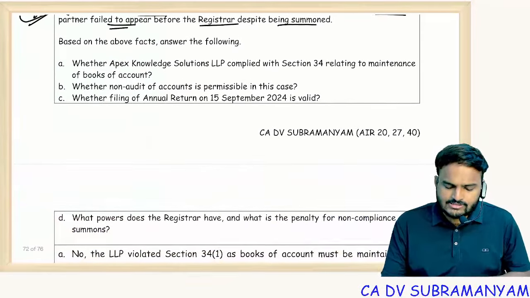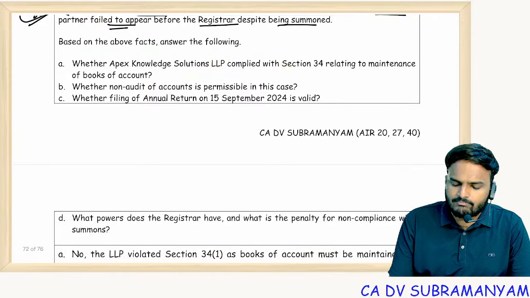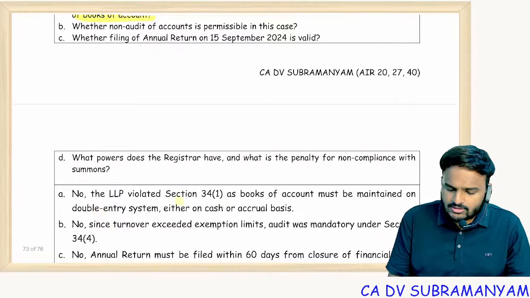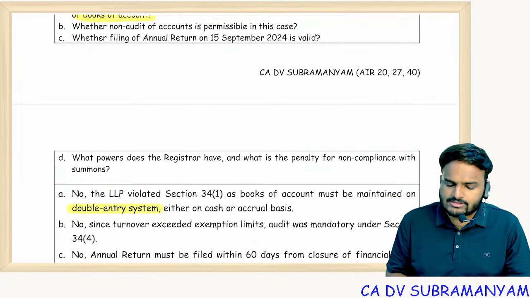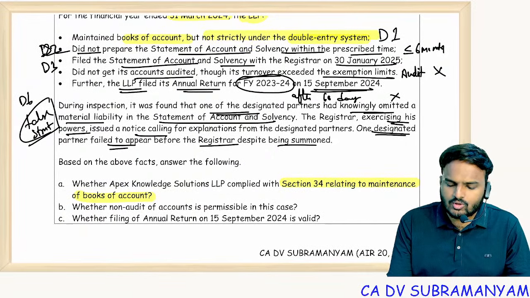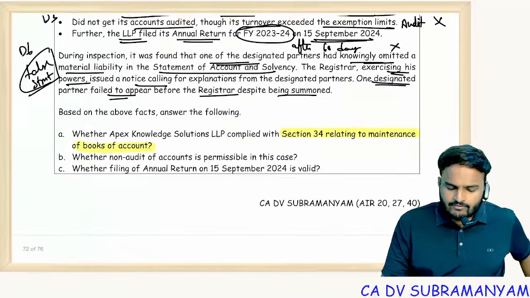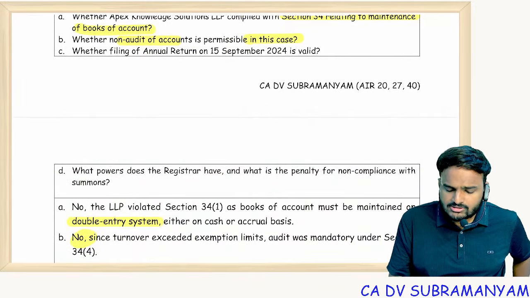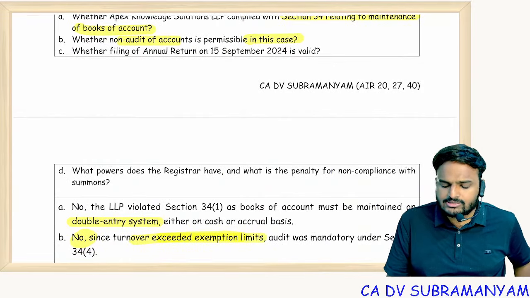Whether Apex Knowledge Solutions LLP complied with section 34 relating to maintenance of books of accounts? No. Why? They didn't follow double entry system. You can see here, not strictly under double entry system. Whether non-audit of accounts is permissible in this case? Not permissible. Since turnover exceeded the exemption limits, it was mandatory.